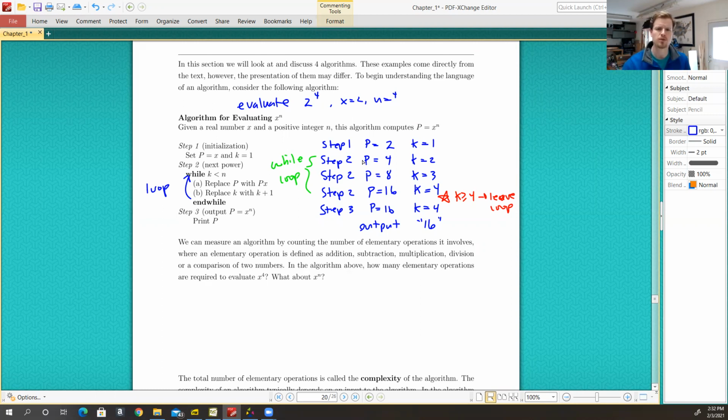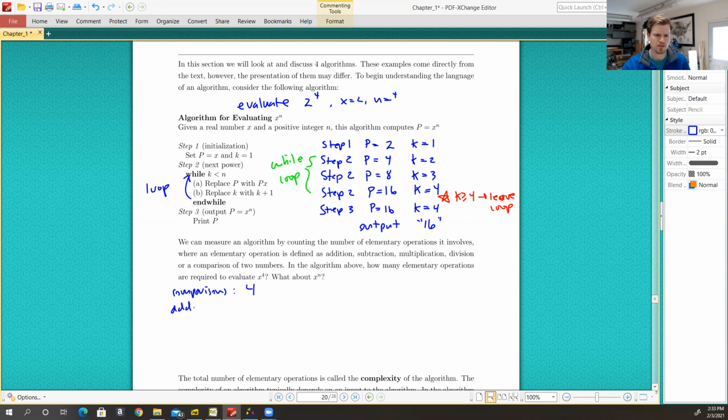So how many operations were there when we computed 2 to the power 4? Well, when we evaluated 2 to the power 4, there was nothing done here, but when we went to step 2, there was a comparison on this line that told us to do it. So there was a comparison at the beginning of each loop. So we needed the 3 comparisons that got us in the loop, and then 1 more comparison that kicked us out of the loop. So there were 4 comparisons.